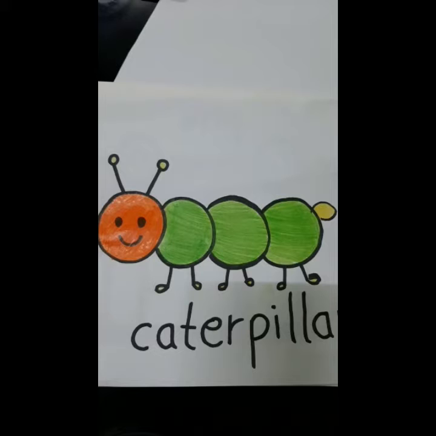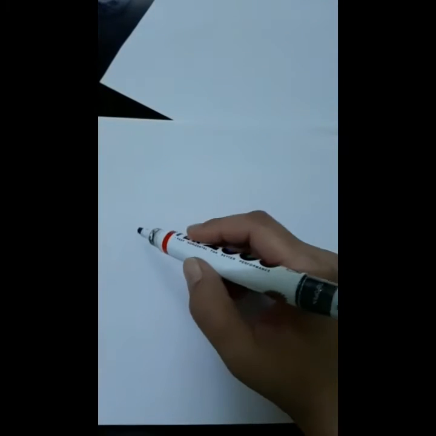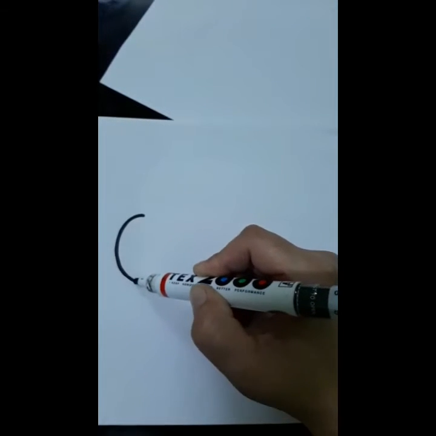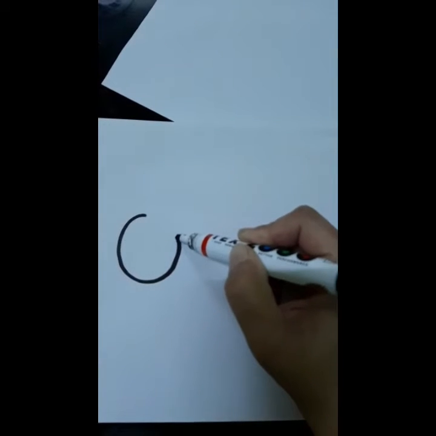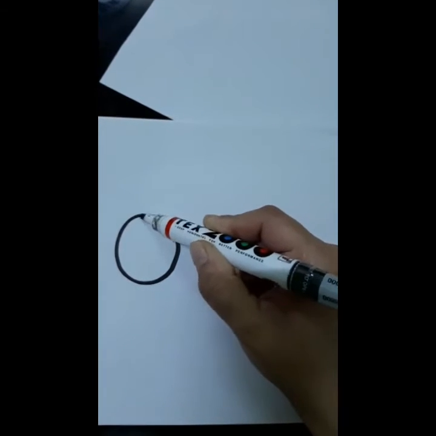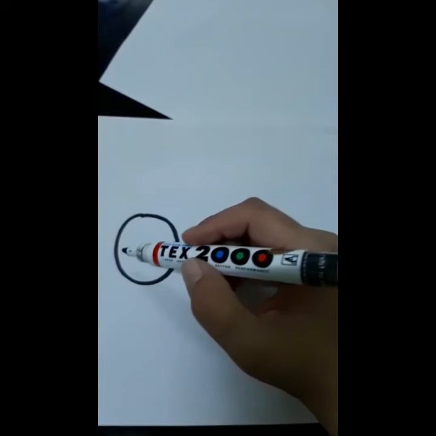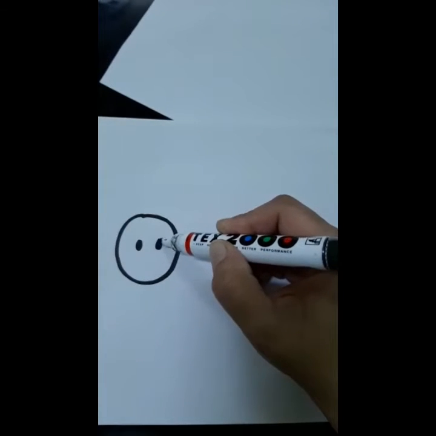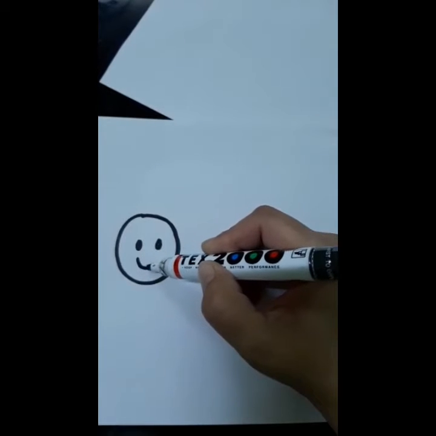Dear students, in our today's lesson, we are going to learn how to draw a caterpillar with simple circle shape and simple straight lines. Let's start the drawing. So students, first of all, we will draw a circle shape. Now we will draw the eyes and a cute smile on the caterpillar's face.